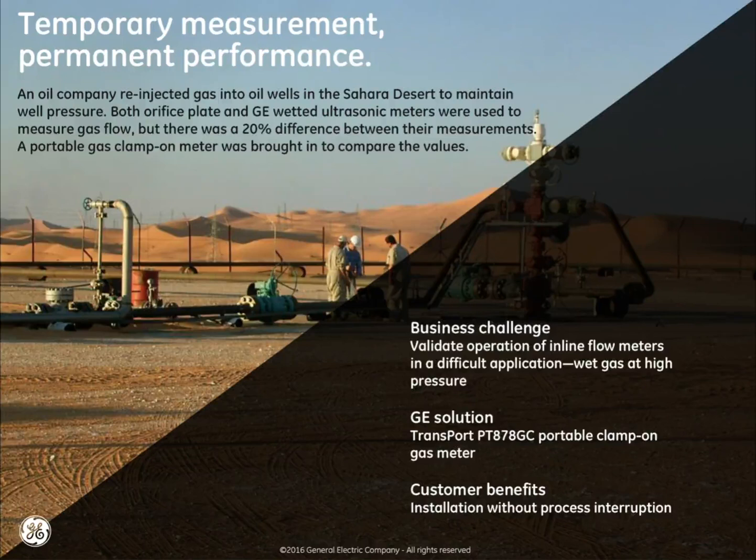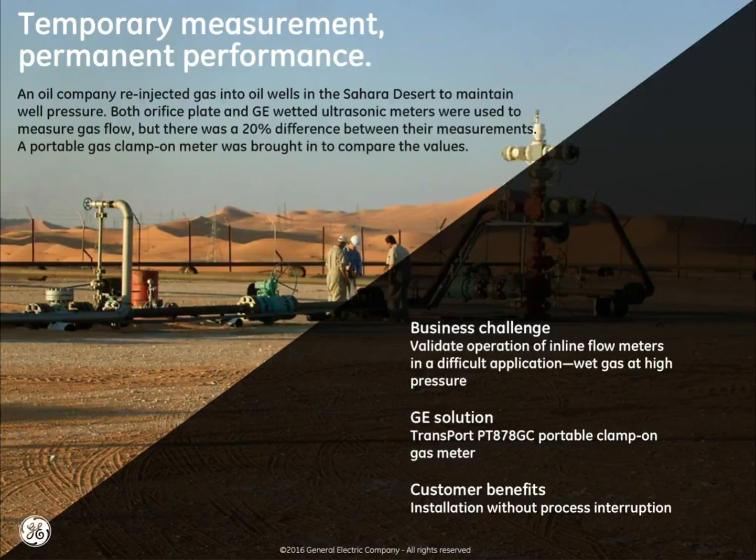GE was called to help resolve the flow measurement discrepancies between the orifice plates and the permanently installed ultrasonic meters. The instrumentation engineer wanted to know if a portable clamp-on meter could be used to resolve the flow measurement issues on a heavy pipe wall with high pressure. GE was able to validate the flow measurement at both the 4-inch orifice plate lines and the 10-inch permanent ultrasonic lines. In the end, the PT878GC portable ultrasonic gas clamp-on meter was able to validate that both the orifice plates and permanent ultrasonic meters were measuring the actual volumetric measurements as intended.